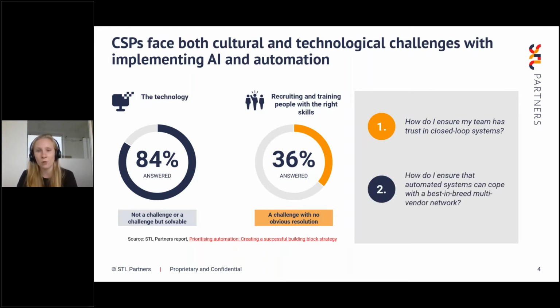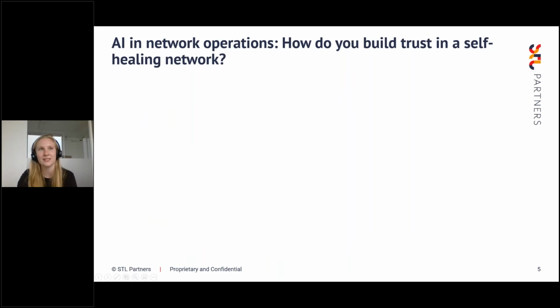The second one is a little bit more on the technology side, and it's how do I handle AI and automation when I'm thinking about networks in a different way, when I'm thinking about running them perhaps as a best-in-breed effort, where I'm not primarily working with just one or two vendors, but instead I'm bringing a lot more parties to the table that need to integrate with each other in order to enable me to run my network successfully. Those are the two questions, two challenges that operators have put to us recently. And to start with that first one, how do I ensure my team has trust in closed loop systems? I think what we say is that there have to be checkpoints, checks and balances at every point in the closed loop system.